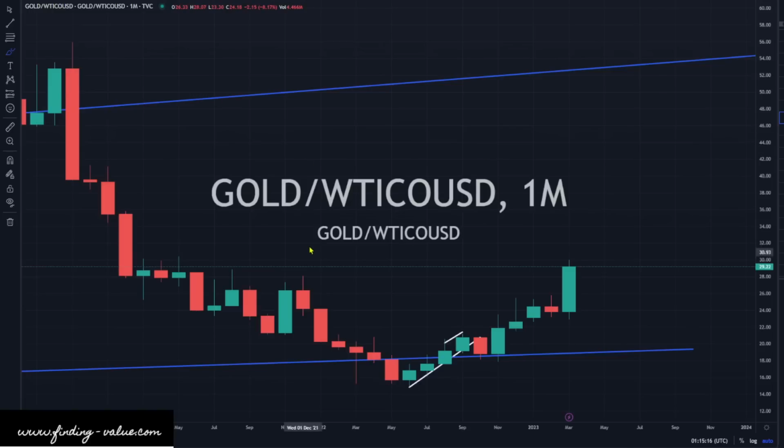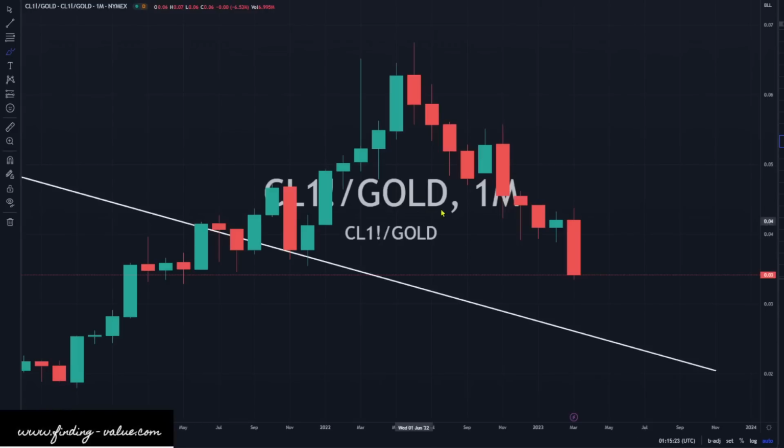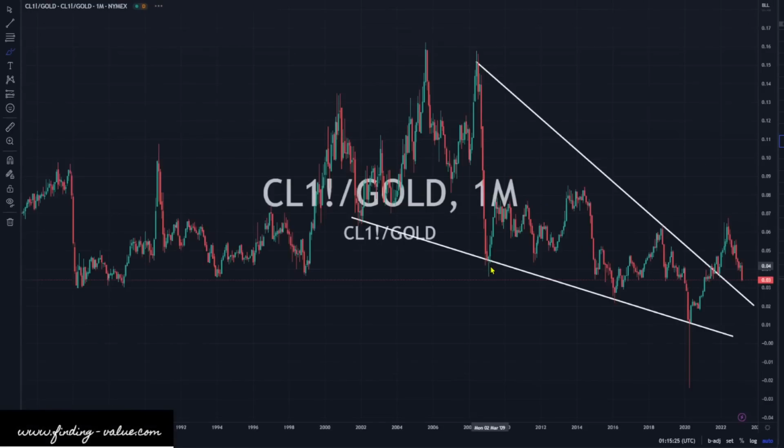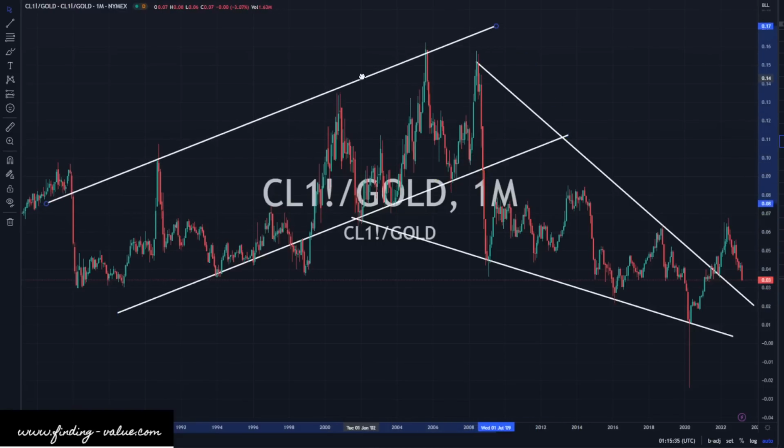Another way that we can view this, if we flip it around, if we price crude oil versus gold, this is it flipped around. This is another way that we can also view this. And what I'll do is I'll throw another line up here.